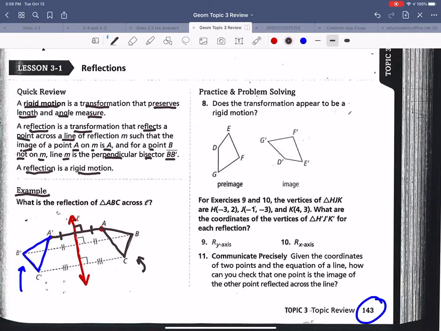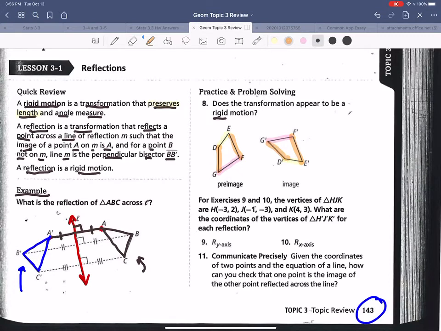Does the transformation appear to be rigid motion? Okay, so that means that in order for it to be rigid motion, the lengths are preserved. So DE has to match DE, EF has to match EF, FG has to match FG, and DG has to match DG. So those all look good.